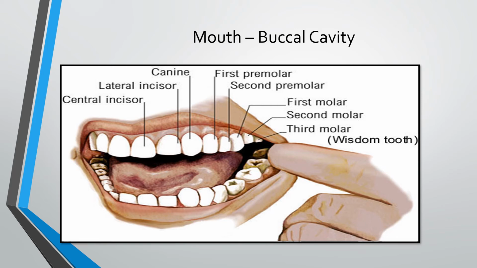So 32. The first two are what? Incisors. The next one is canine. Then the next two are premolars. Then the next three are molars. In addition to all this, after a certain age, a wisdom tooth may form.